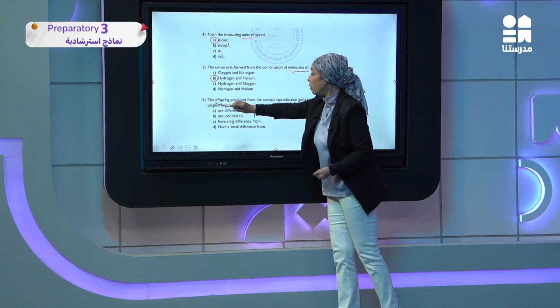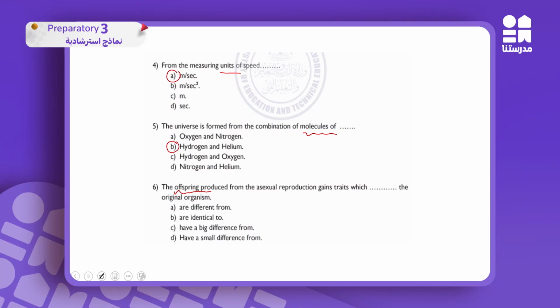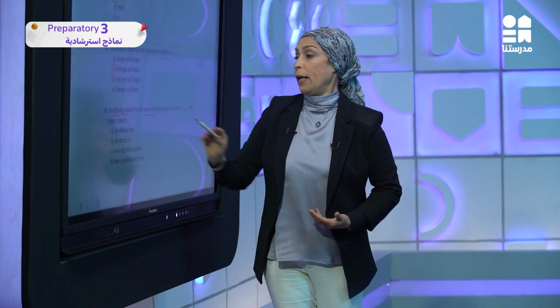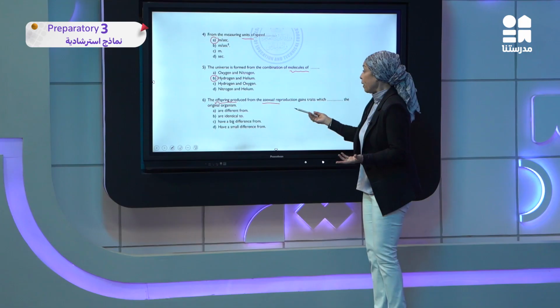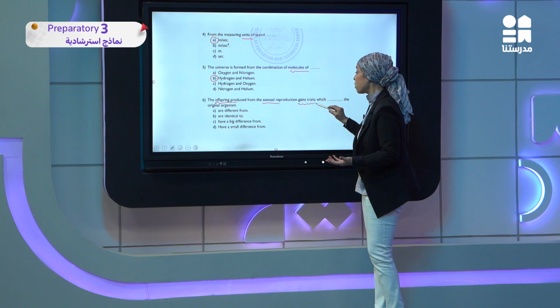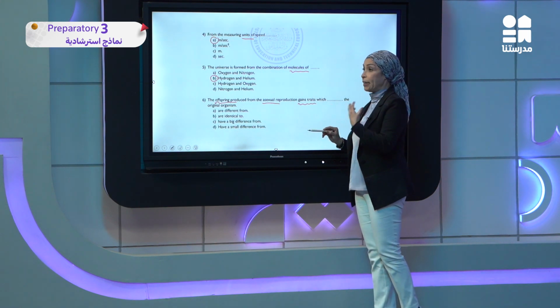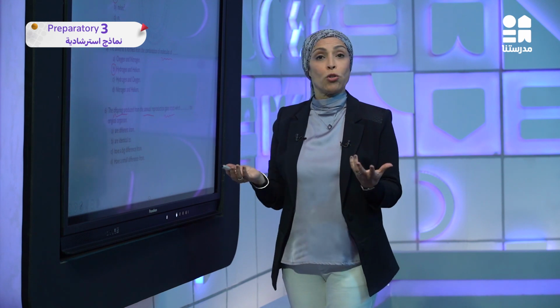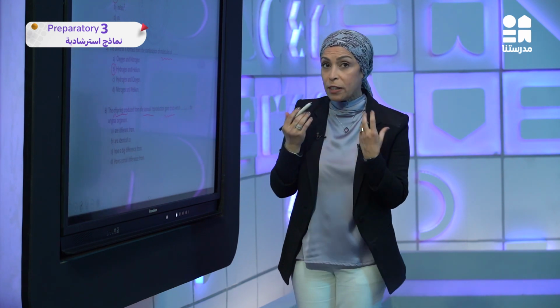The offspring produced from asexual reproduction. What's meant by offsprings? The individuals. And from the asexual reproduction, and you have to focus on the type here. It says reproduction gains traits. What's meant by traits? I mean properties. The properties that the offsprings come out with from asexual reproduction, you know they are all of them copy paste from the parent cell. I mean identical. So I'm going to search for this meaning.